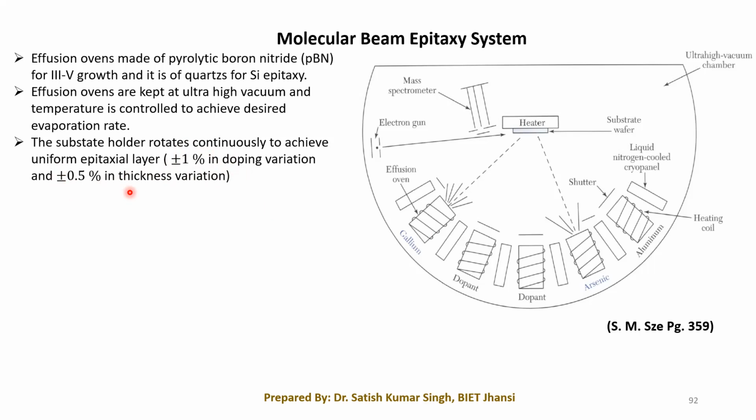Okay, a very atomic layer can be grown, because you can see the deposition rate in the case of molecular beam epitaxy is very small. 0.01 micrometer per minute, or you can say 1 micrometer per hour. It's a very small thickness. Okay, so such a small thickness can be achieved very accurately.